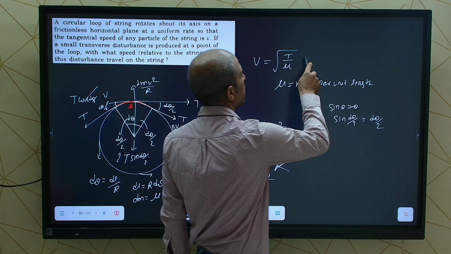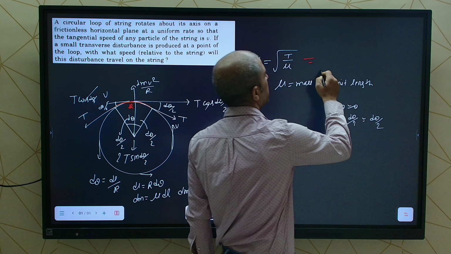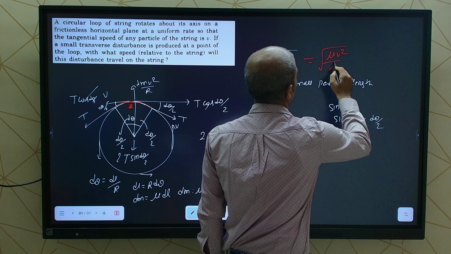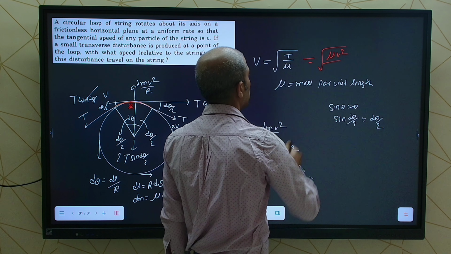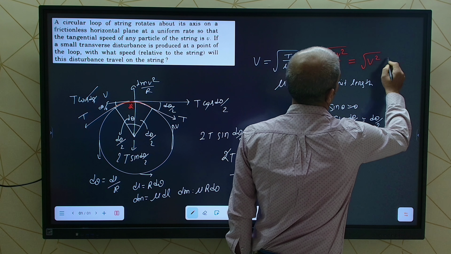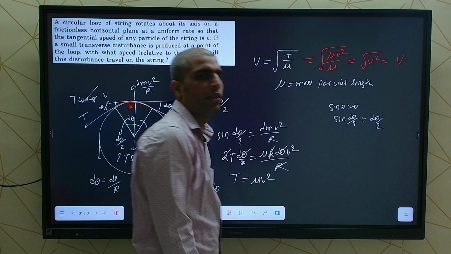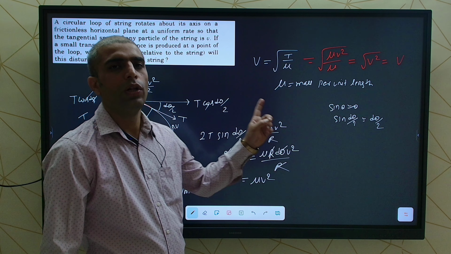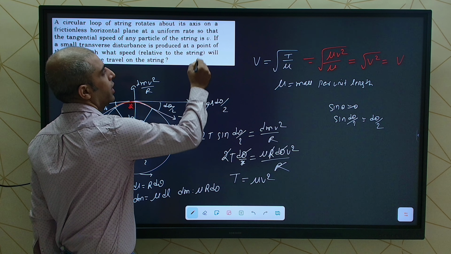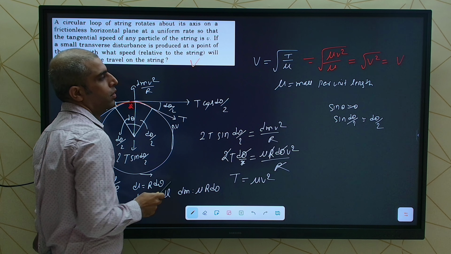So the speed of the transverse wave is equal to root under mu v square upon mu. So it is root under v square, hence v. The speed of the transverse wave on the string is also equal to v. So the answer for this question is v itself. Okay, thank you.